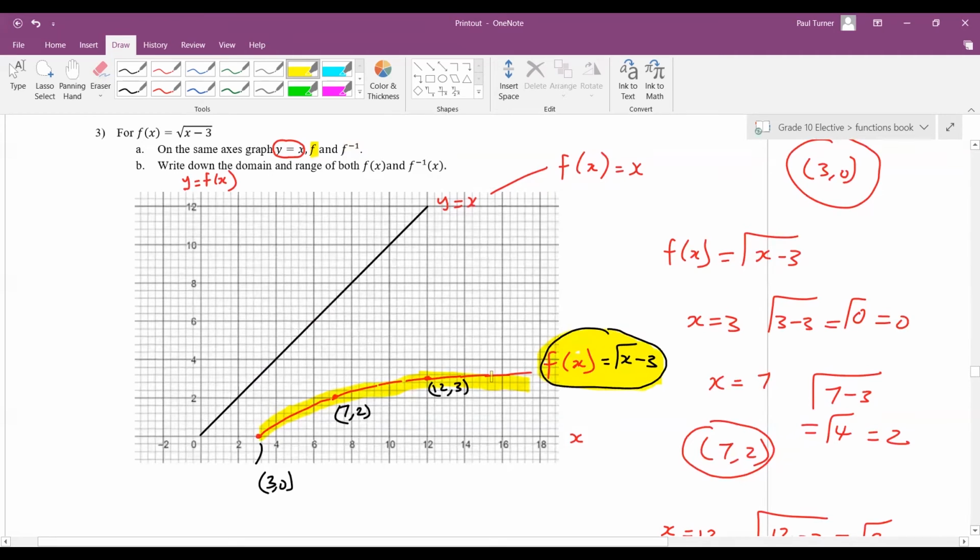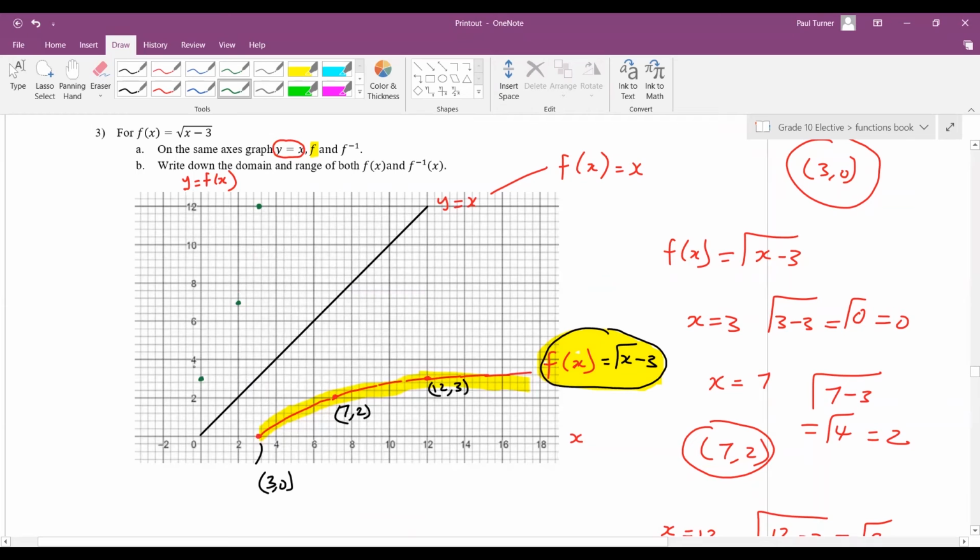Now the inverse function, remember we swap x and y. So let's do this in green, but I don't think it shows up as green very well. Okay, so (3, 0) becomes (0, 3), which is here. (7, 2) becomes (2, 7). (2, 7) is about there. Right, and (12, 3) becomes (3, 12). So it's gone way up to here.